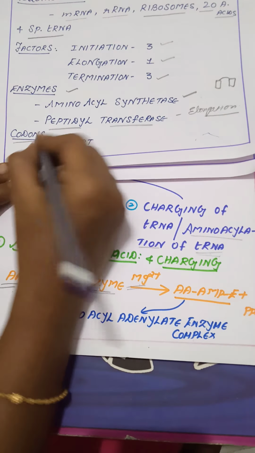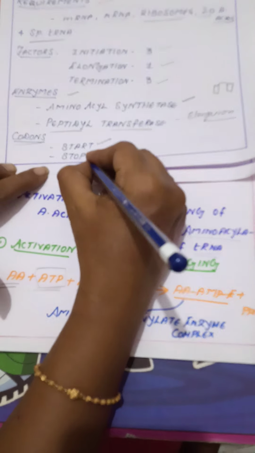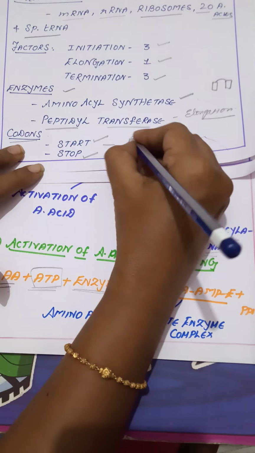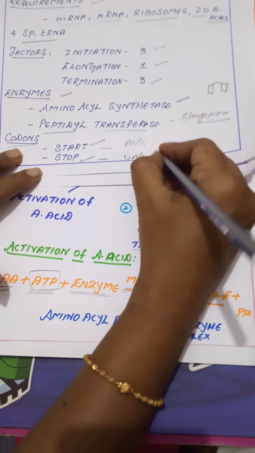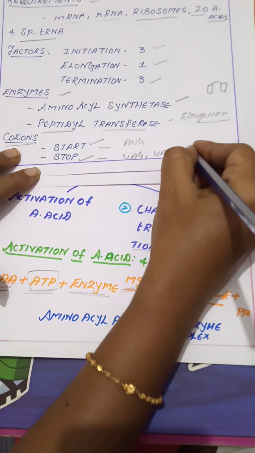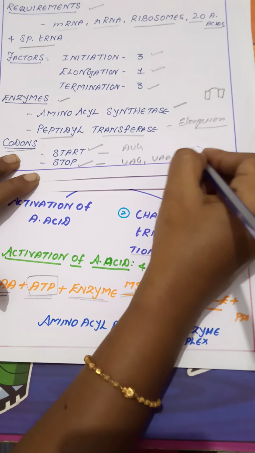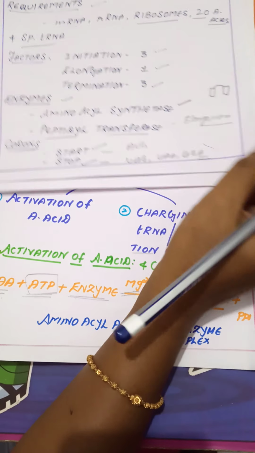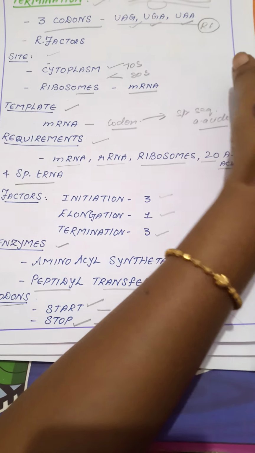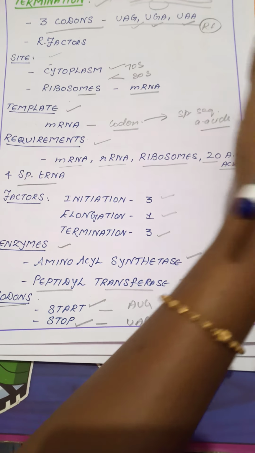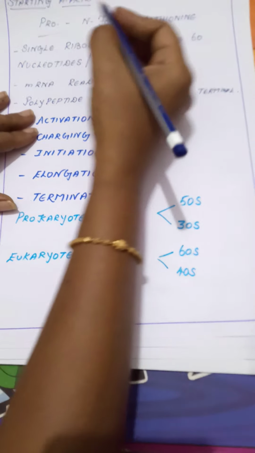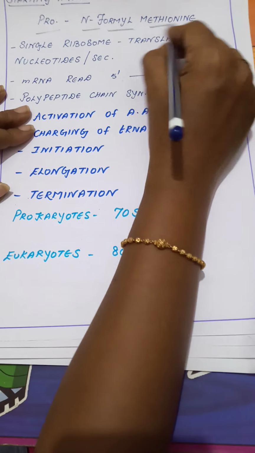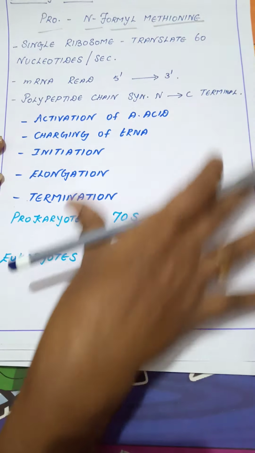Okay. And the codons, what are the codons required? Start codon and stop codon. Start codon is said to be AUG and the stop codons, as you have seen, are UAG, UAA and UGA, which do not code for any amino acid and there is no tRNA for them. That's why it is said to be a stop codon. Next comes the starting amino acid. In prokaryotes, what's the starting amino acid? N-formyl methionine. Okay, so by this we are completing the translation process.